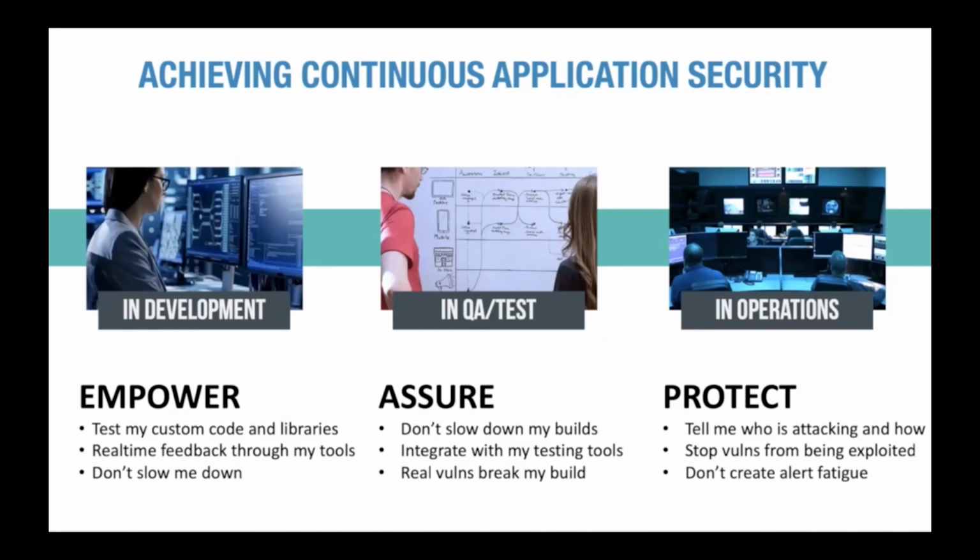This is at the high level what we want to achieve at each of these three stages. We're going to empower developers, assure our QA and test as we deploy, and we're going to protect in production.